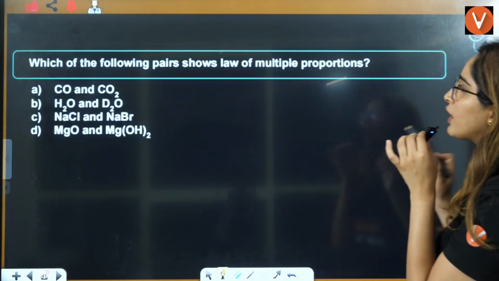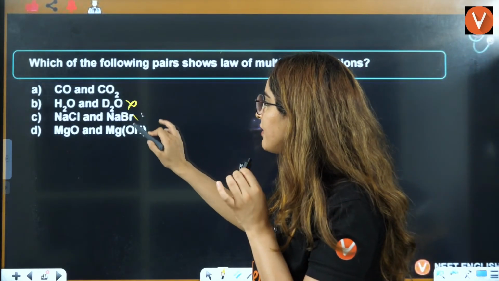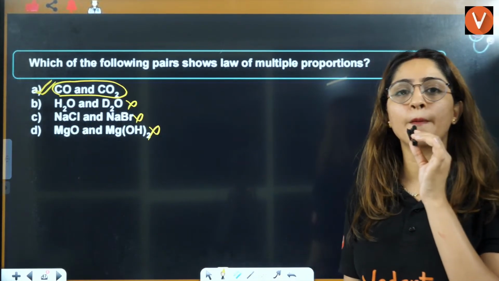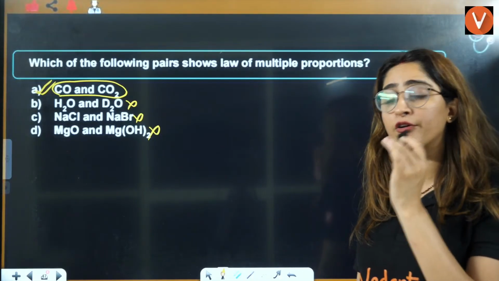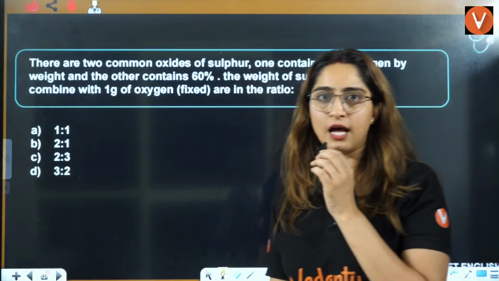Next is, which of the following pairs shows the law of multiple proportion? Same thing. Elements are different. Here the elements are same. That's why they are combining, but they are combining in a different proportion. So that's why the answer is A, the correct answer.